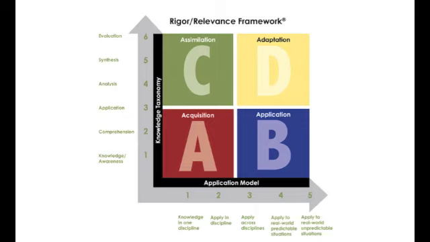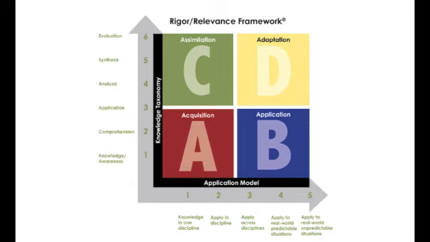Quadrant C is the assimilation quadrant. Here, students extend knowledge and use it routinely and automatically without prompting. It's higher on the rigor scale. In quadrant C lessons, it's the students who are doing most of the thinking. Example student products might be an essay or a report.